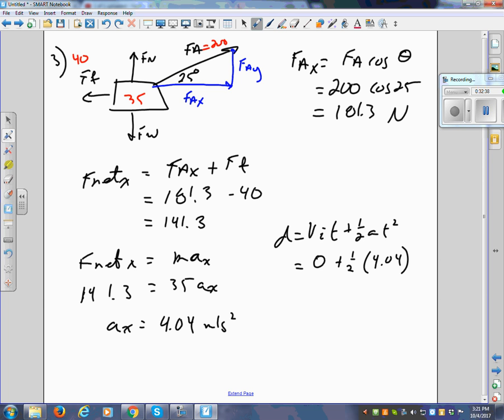How far has the wagon traveled after 6 seconds? I'm looking for the distance. I got the time, I got my acceleration. I can just do d equals VIT plus 1/2 AT squared. So the VI is 0. I'm trying to go slow enough that you can see what's going on. The question B was, how far has the wagon traveled after 6 seconds? So I'm solving for D. 0.5 times 4.04 times 6 squared is 72.7. Yep.